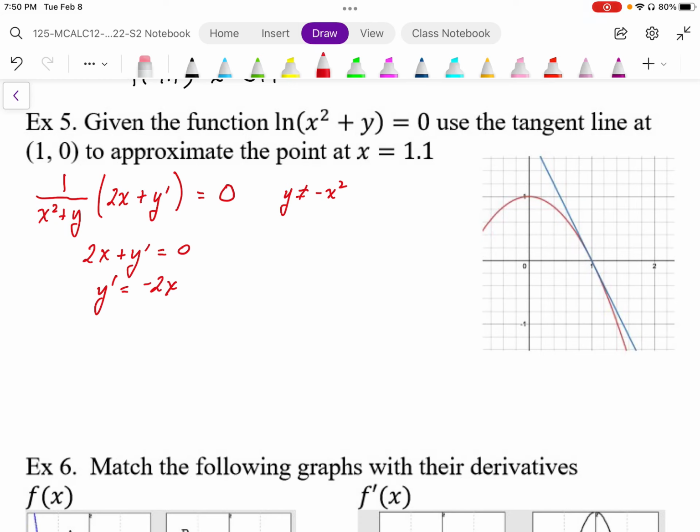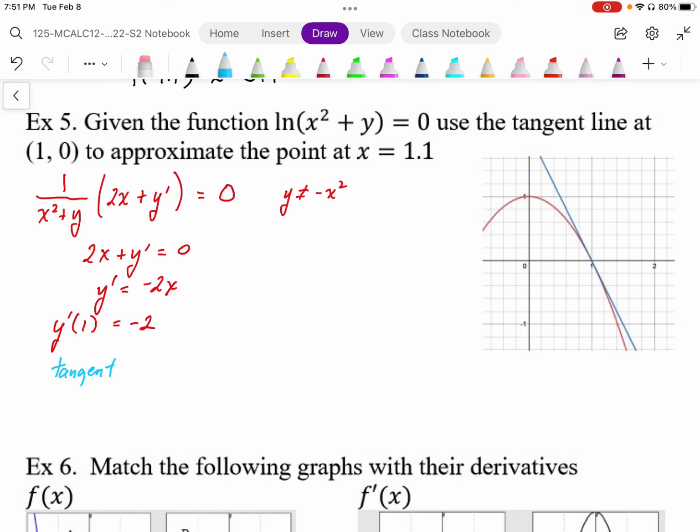I want to find the slope of that line at x equals 1. So I'm going to find y prime at 1. And the slope of that line works out to be -2. Taking a look at that graph, yeah, that slope looks like -2. So that looks correct.